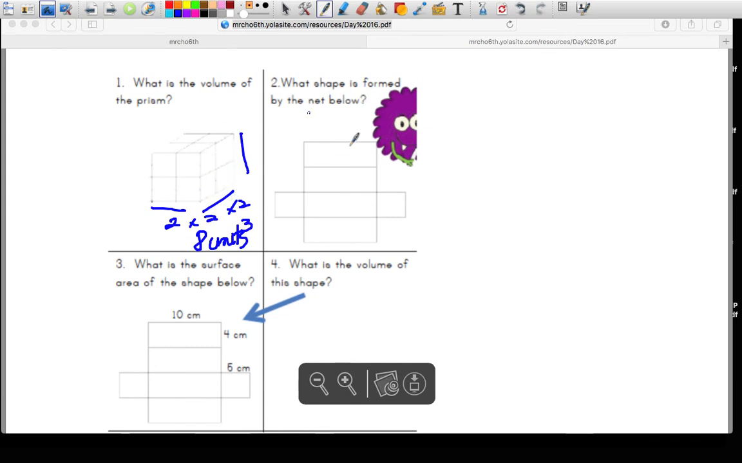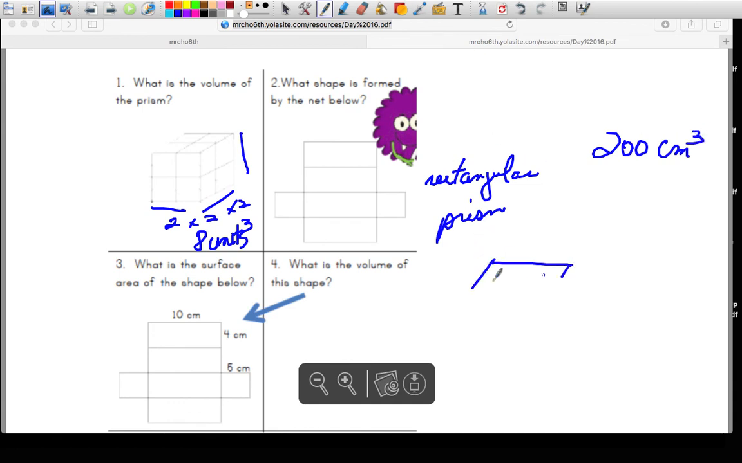What shape is formed by the net below? If we fold this, it becomes a rectangular prism. What is the surface area of the shape below? Okay, so here, let's do number 4, which is the volume. Volume is going to be base length times width times height, so it's those three numbers multiplied, giving us 200 centimeters cubed. Okay, I'm going to go back to 3, and I'm actually going to build this.